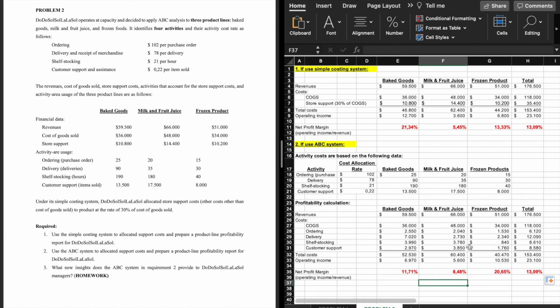We can see the difference here when using simple costing and ABC system, and managers can make better decisions using ABC when each department or line or segment has different activities.